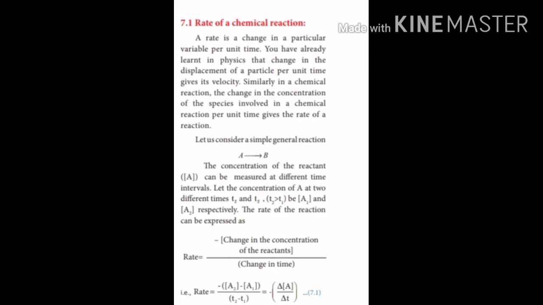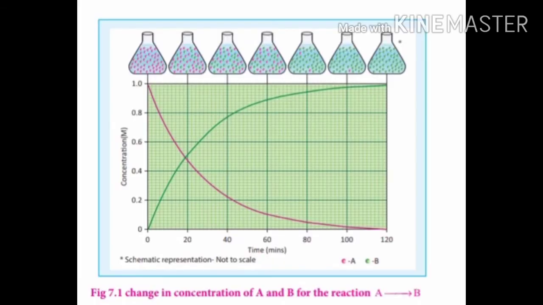The rate of the reaction can be expressed as rate is equal to the change in the concentration of the reactant by the change in time. That is, negative (A2 minus A1) divided by (T2 minus T1). So, the change in concentration of the reactant over the change in time, which is minus delta A by delta T, the change in concentrations of A and B for the reaction A to B.